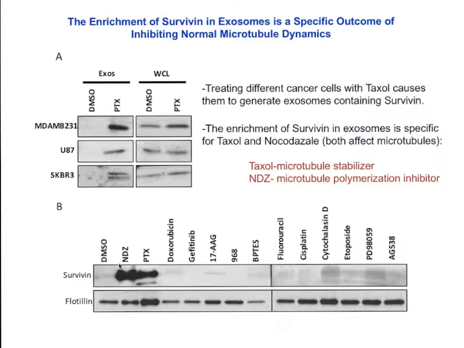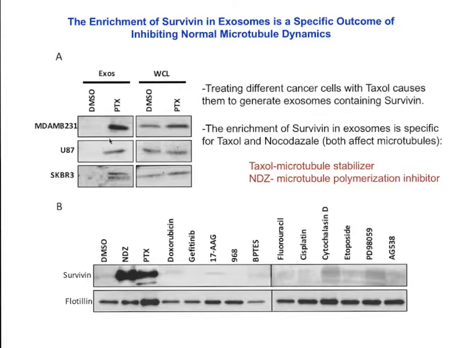So two additional experiments that we did on looking at Survivin and exosomes is we asked first, is this a common outcome? If we treated other cancer cells, will we see a similar increase in Survivin in their exosomes? And the answer to that question is yes. So we treated a U87 glioblastoma cell line, as well as another breast cancer cell line called SKBR3 with Taxol, and we collected the exosomes, and you could see that we can detect Survivin in the exosomes only after we treated these cells with Taxol. So the enrichment of Survivin is a common outcome of treating cancer cells with Taxol.